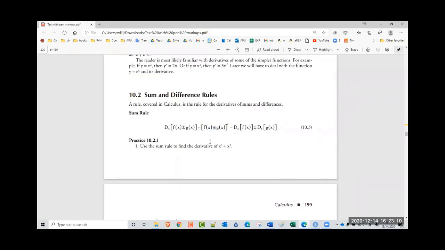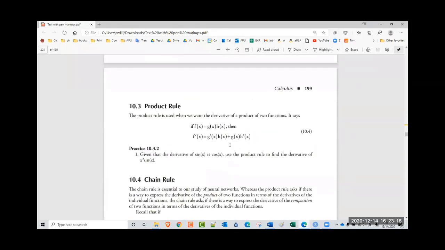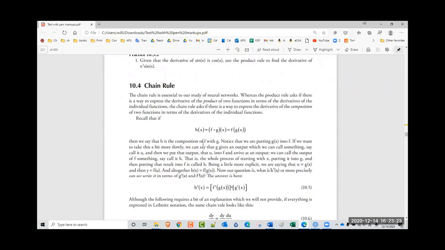And so we can use it, for example, to find the derivative of this. I'm sure you know how to do that. We also have another rule when we have a product of two functions. We have what's called the product rule. And then we have this one, which is the most important one for neural networks, and that is the chain rule.